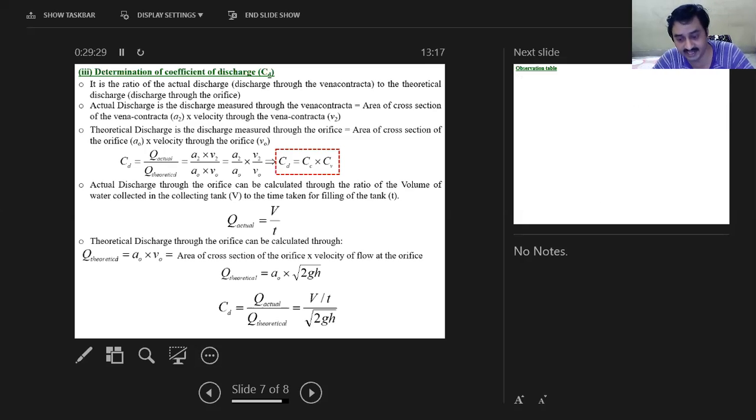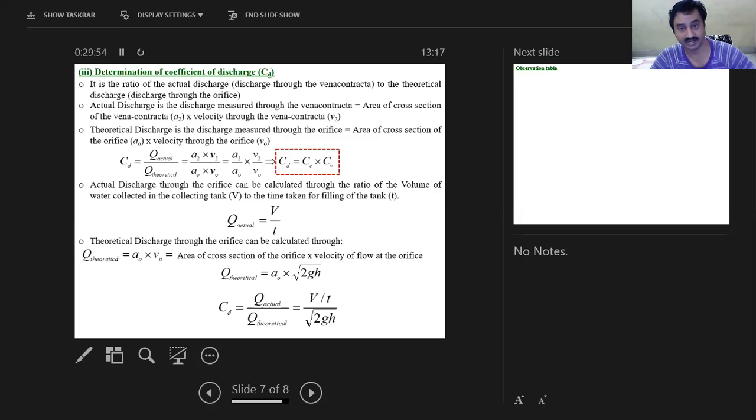To find out this CD also, you need the volume of the water collected, which means again you need a height. The cross section area of the collecting tank is known to you. So the height of the water collected, you need to collect experimentally. The time taken to fill up that tank you need to find experimentally, and H is the height of the water in the tank to which your orifice is connected. That is already a known parameter to you.